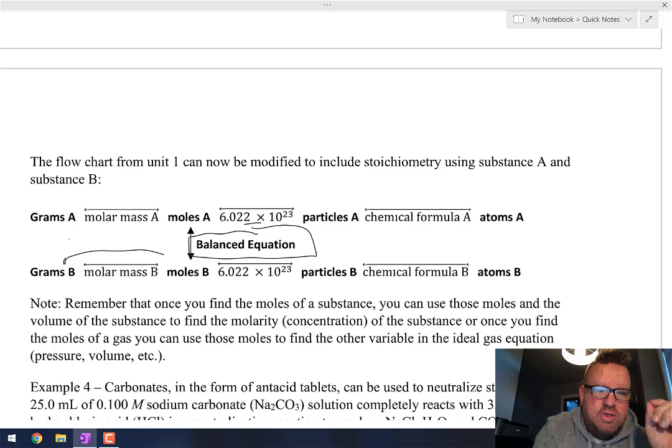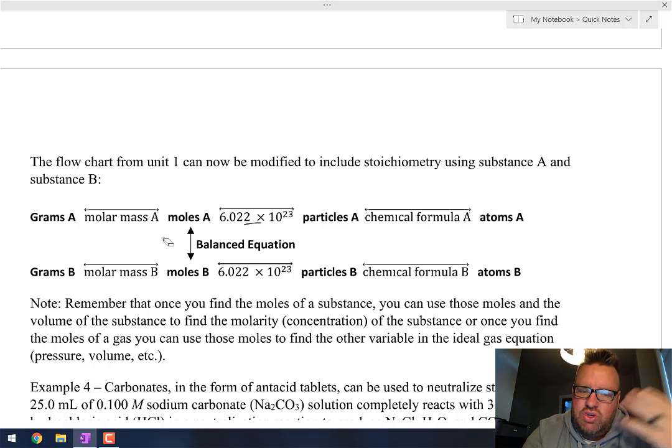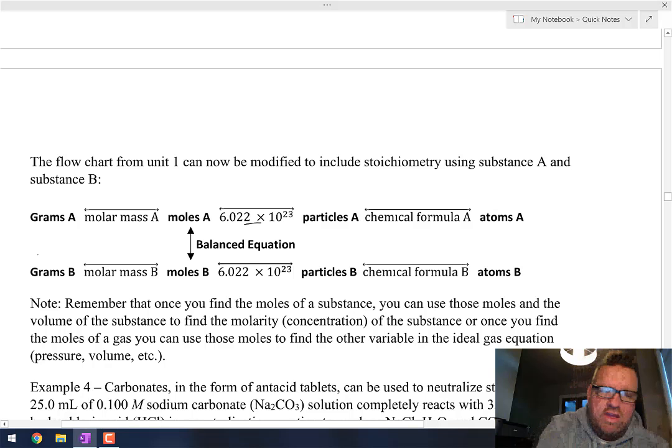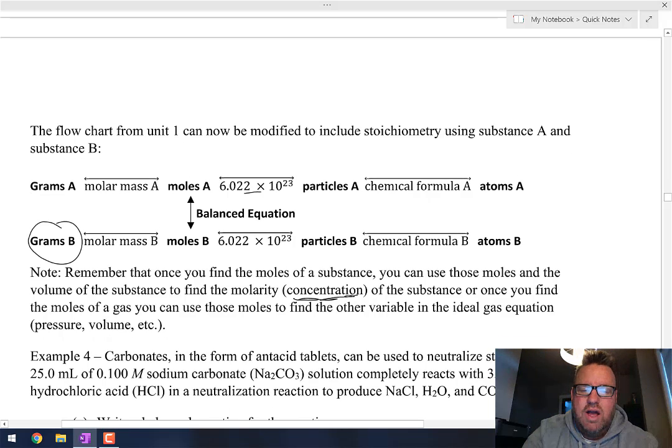Notice there's no arrows between grams. There's no arrows here. Nope, that's a no. There's no arrows here. The only way you can go from one substance to another substance is using the balanced equation to go from moles of one thing to moles of something else. And then once you find those moles, again, there's lots of things you can do with those moles. You can convert back to grams. Sometimes, if you find the moles and they give you the volume, you can go back to finding the concentration of that solution, or you can use PV equals nRT to do that as well.